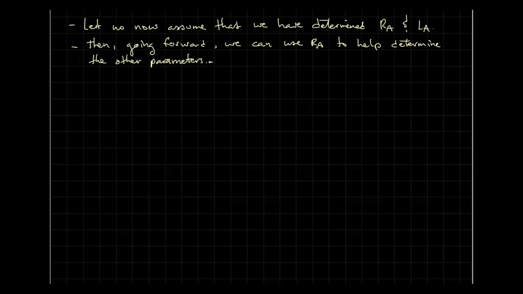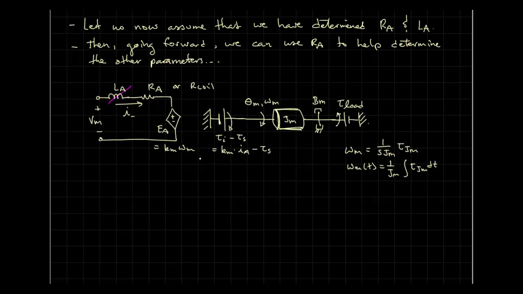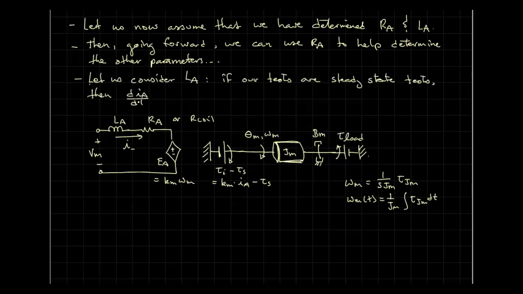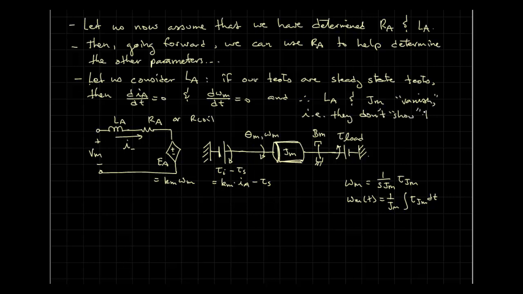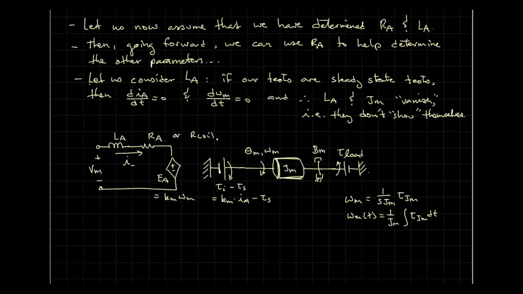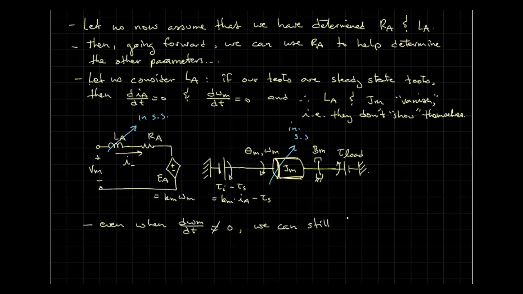So going forward, we can use RA to help determine the other parameters. Let's consider LA further. If our tests are steady-state tests, then dIA/dt will be 0 since the current won't be changing in time. And dωm/dt will also be 0 because the motor shaft will not be changing in time. It will be at a fixed frequency. So therefore LA and Jm vanish. In other words, they don't show themselves during these steady-state tests.